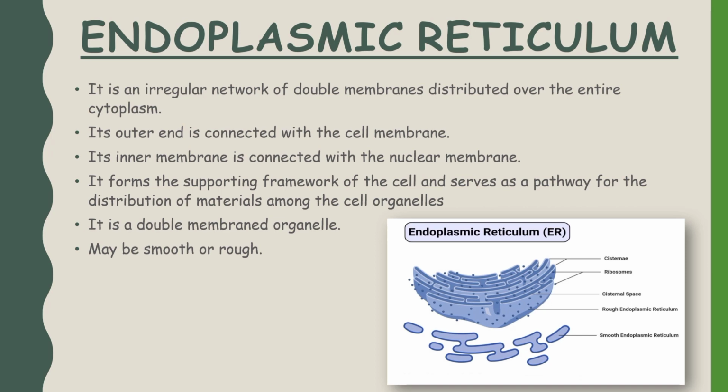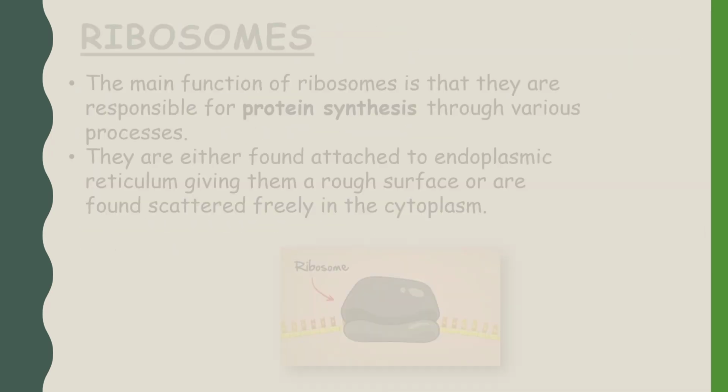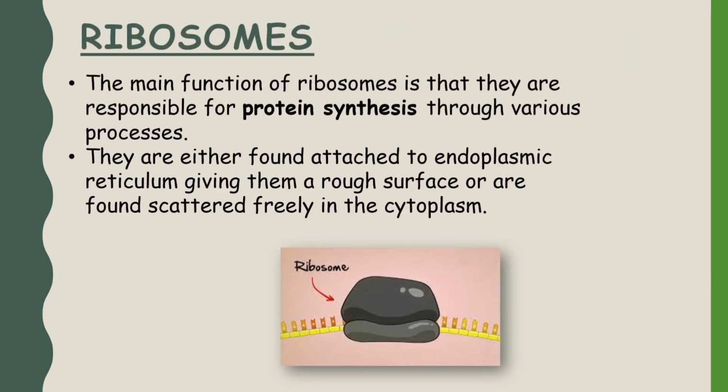Now let's move on towards the second one, the ribosomes. The ribosomes are single-walled spherical bodies mainly composed of RNA. And their most important function is the synthesis of proteins. They lie either scattered in the cytoplasm or are attached to the endoplasmic reticulum, giving them a rough surface.